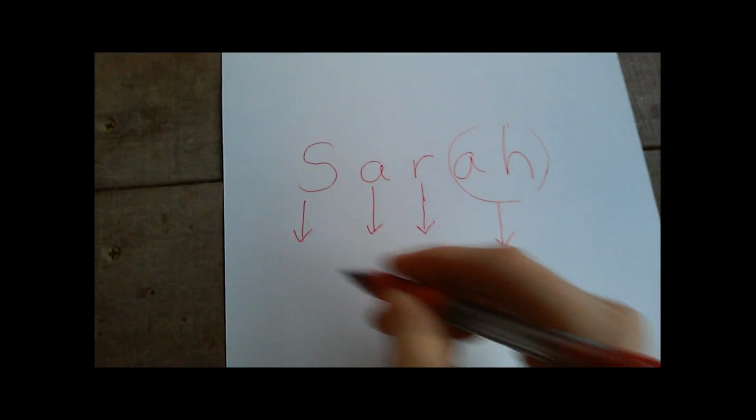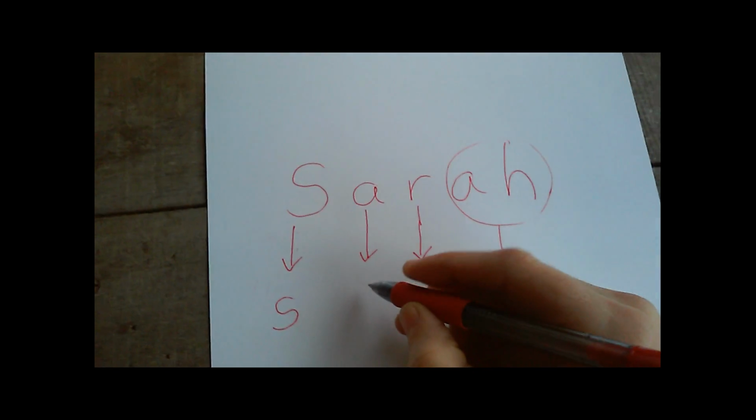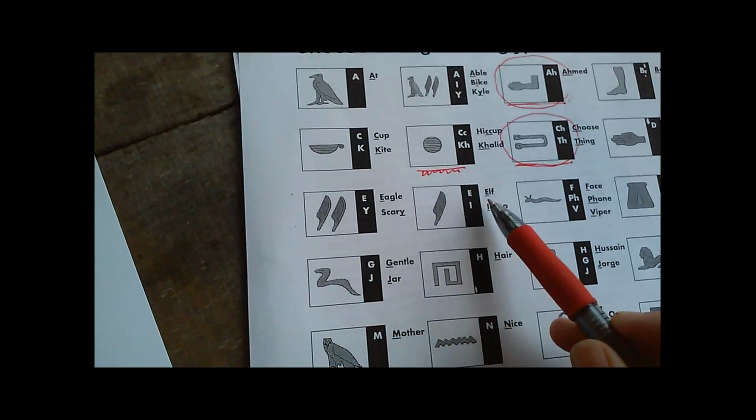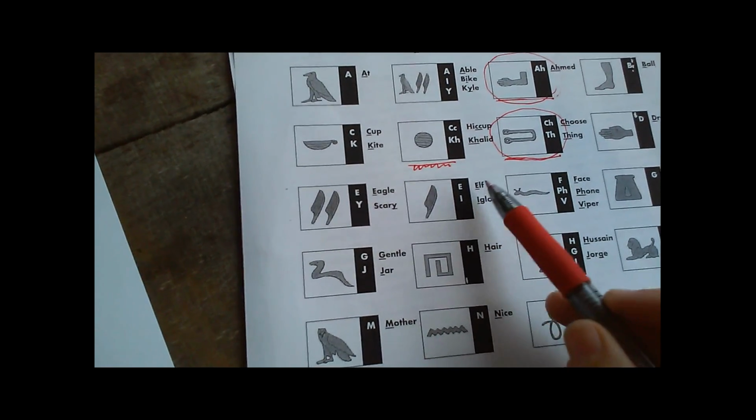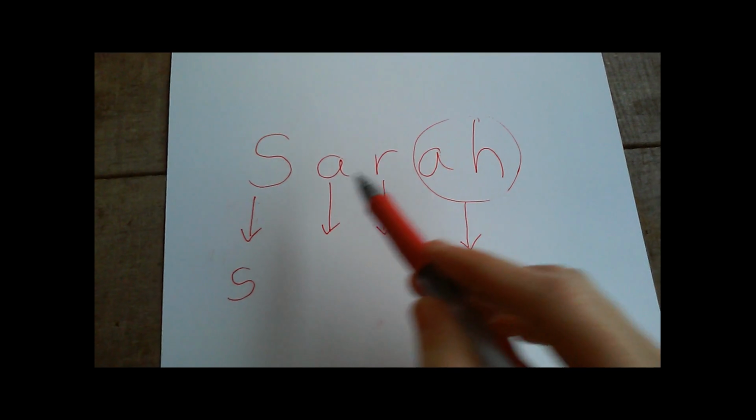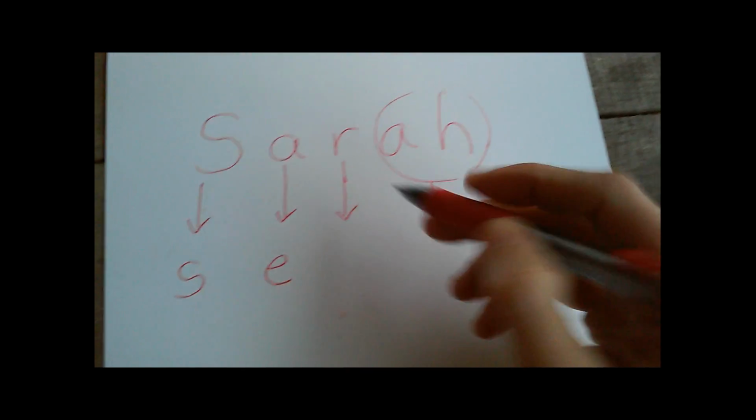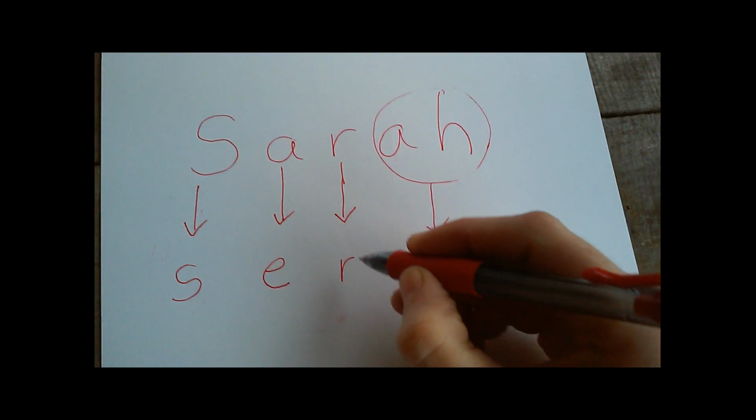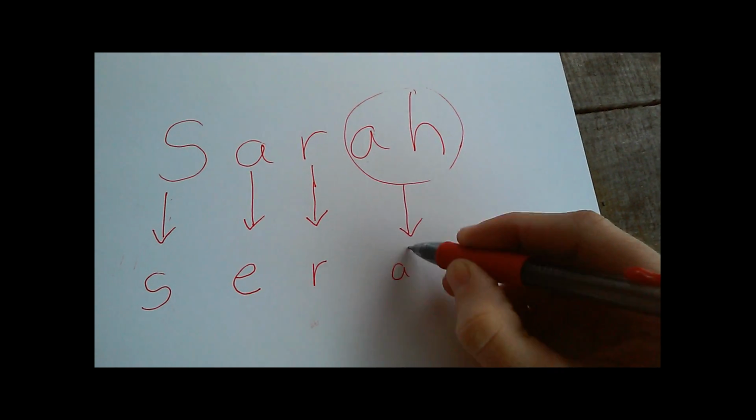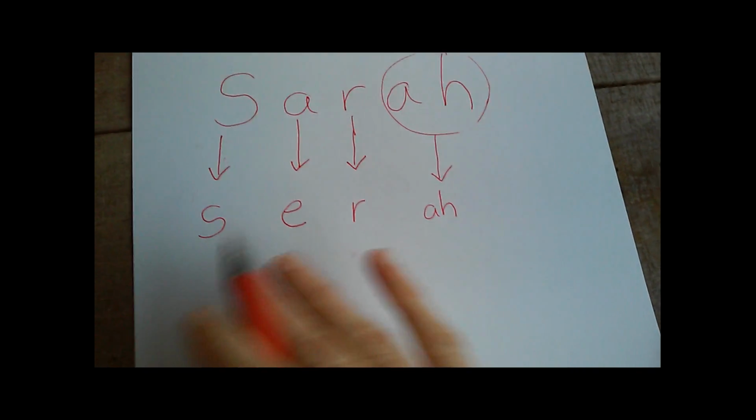Now let's write the sounds. S, that's the S. E. So what is that? That's going to be this one, like elf. So this is eh. That's what we hear. We don't hear say, ra. So we say eh. So we're going to put the E, r, ah. Let's have the AH. So there we go. Sarah, Sarah.